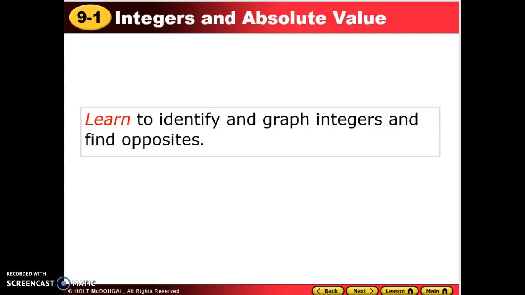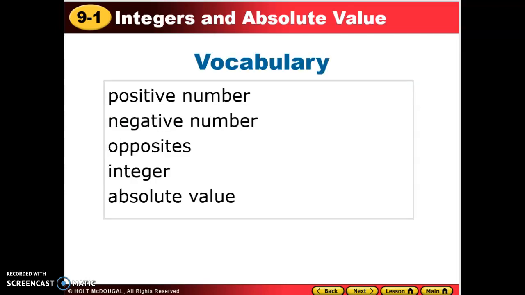First off, this chapter 9, lesson 1, is what we're going to be doing today. We're going to learn to identify and graph integers and find the opposites. So let's go over some of the vocabulary that is included in this lesson. The vocabulary for this lesson is positive number, negative number, opposites, integer, and absolute value. Those are the things we're going to be talking about today.